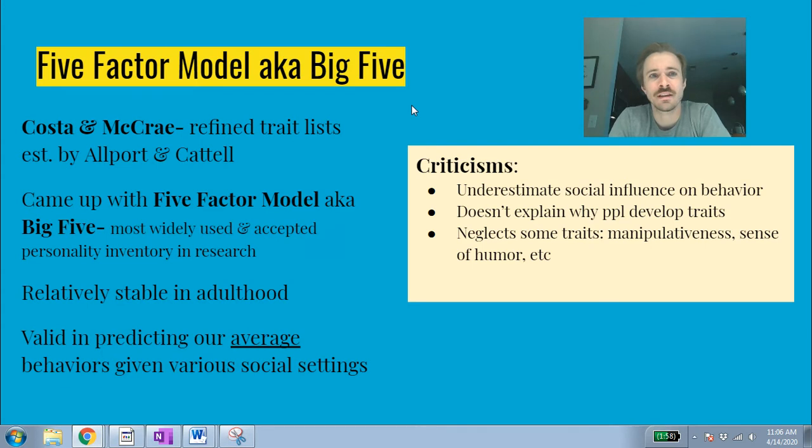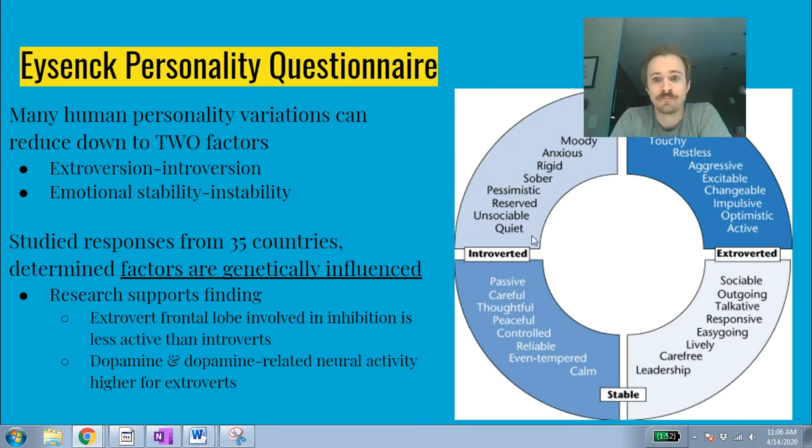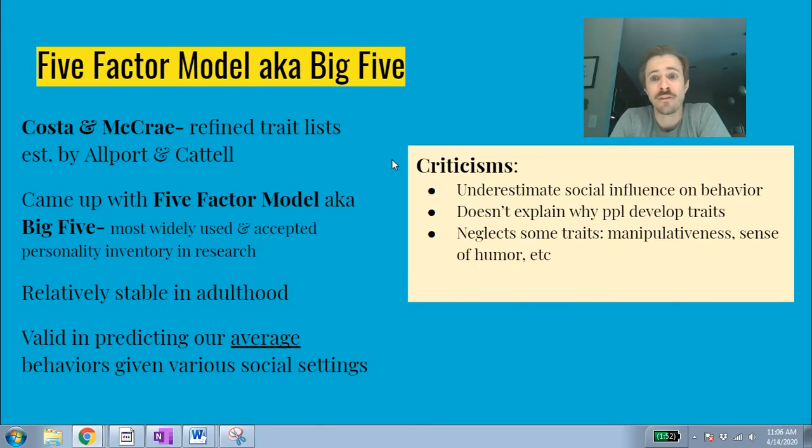But it hasn't been perfect, as with most of these. Criticisms are that it doesn't explain backwards, right? And oftentimes it doesn't take everything into account, right? They said they were going to find things that they could finally define all the major factors, but they didn't really see all of them. They took out things like humor, manipulativeness, things that oftentimes we see as extremely important to recognize in humans. So it doesn't look as much into social influence, because some of these can be more influenced, right? The Eysenck ones are more developed genetically, whereas some of these Big Five are very nurture.